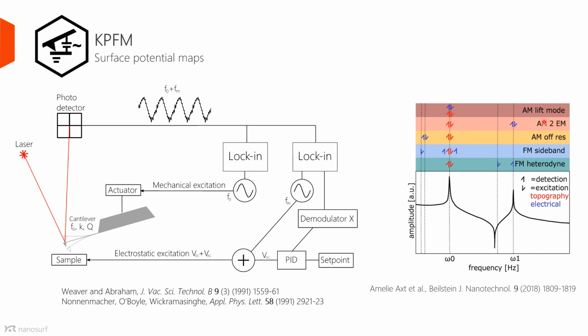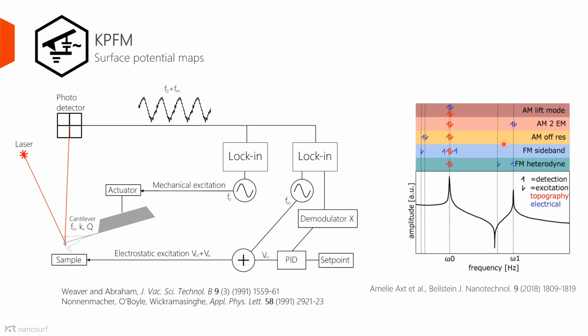Another method, for instance, is amplitude modulated at the second harmonic. In this case, you use the first harmonic for topographical measurements, so oscillation of the tip, and you use the second harmonic for electrical readout.